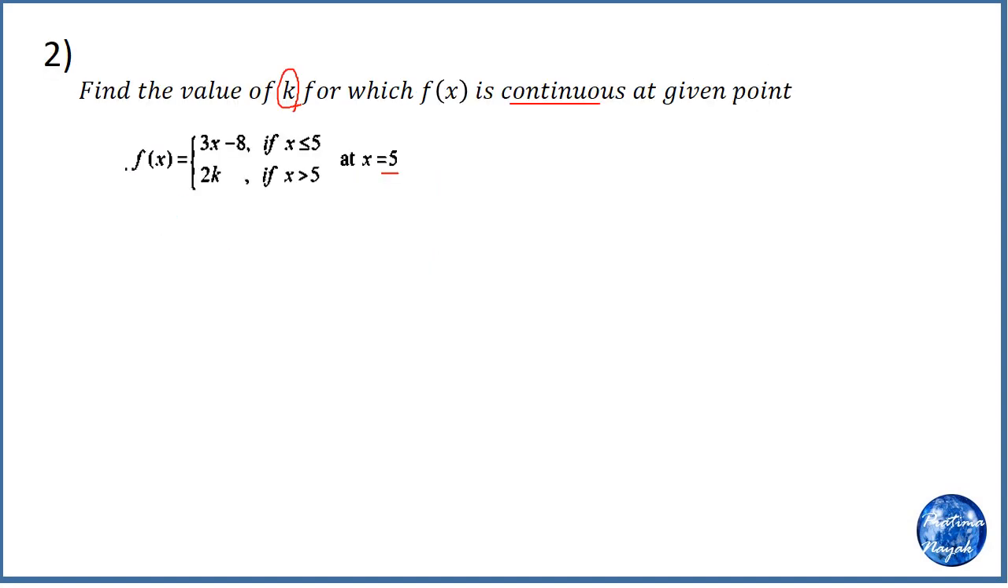Question number 2. Find the value of k. Here find the value of k for which f(x) is given to be continuous at the given point. This is the point. What is given? The value of function is 3x minus 8 when x is less than or equal to 5, and 2k when x is greater than 5. So for left hand limit, which one will we take? We'll take this one for left hand limit.